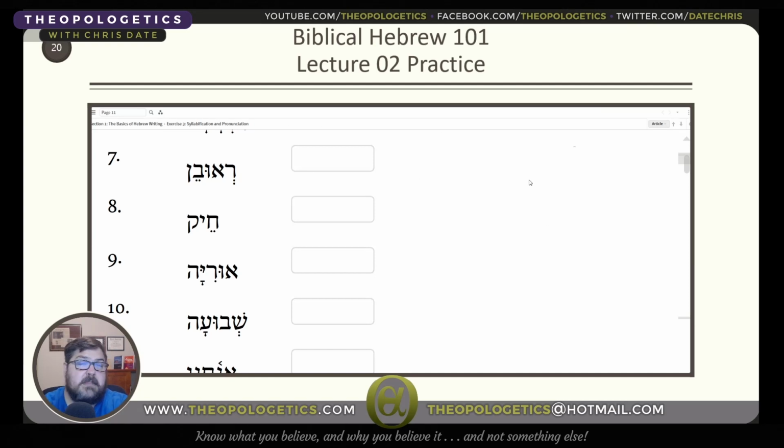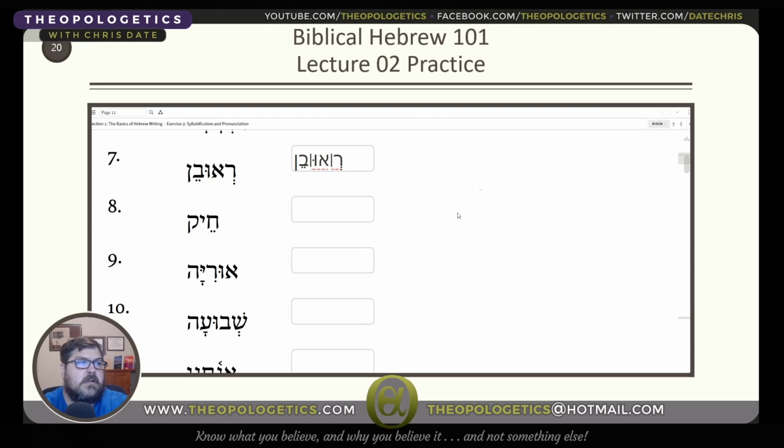All right. At the beginning of a word, a dagesh is vocal, so that's our first syllable, R. The aleph, followed by a shurek, is our second syllable, U. And then vein at the end is our third syllable. Reuven.